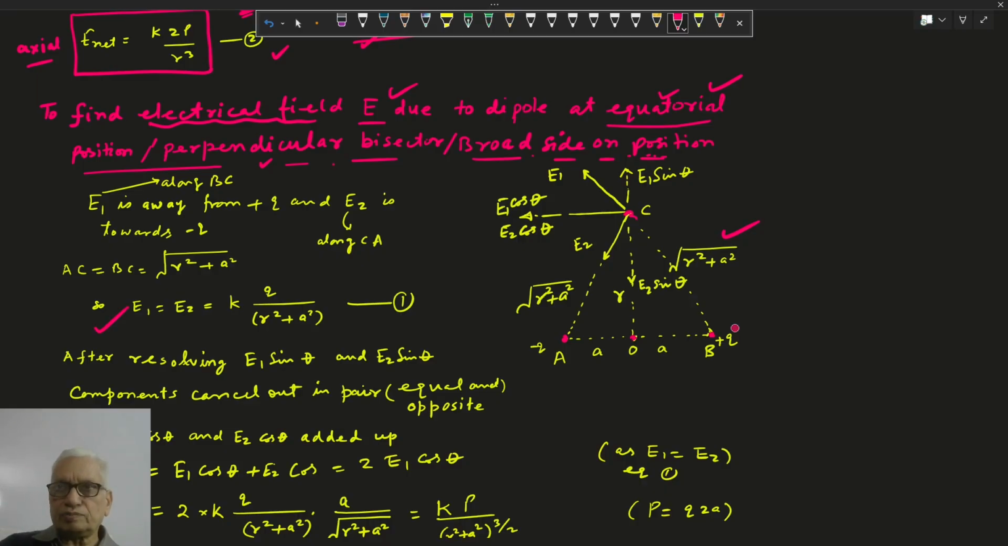अगर रिजॉल्व करते हैं, सपोज दिस इज थीटा हियर, दिस इज आल्सो थीटा हियर, दिस थीटा, दिस थीटा विल बी होता corresponding and this theta alternate. तो E1 को E2 को रिजॉल्व किया हमने, आफ्टर रिजोल्यूशन वी आर गेटिंग E1 sin theta, here E1 cos theta, तो E2 cos theta, E1 sin theta, because E1 sin theta and E2 sin theta they are equal, so they will cancel out.